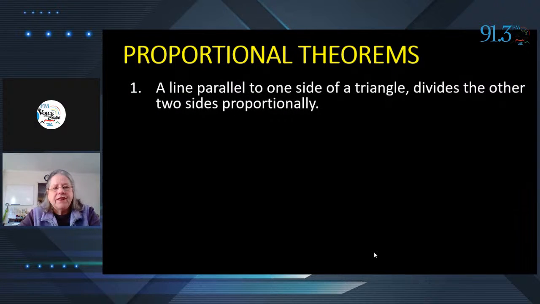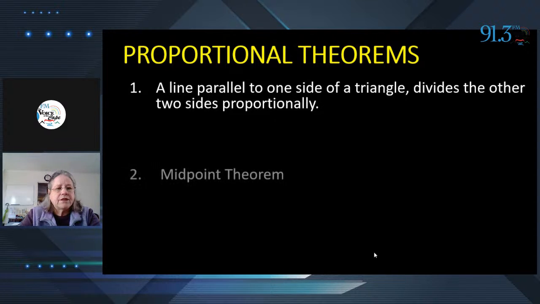Now, basically, the grade 12 Euclidean geometry is all about proportionality and similarity. So the first theorem here is that if you have a triangle and you draw a line parallel to one side of that triangle, that line divides the other 2 sides proportionally. Now, I will go into a lot more detail with pictures to explain this.